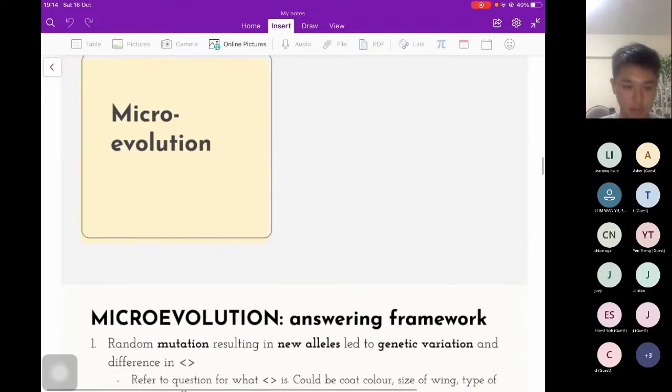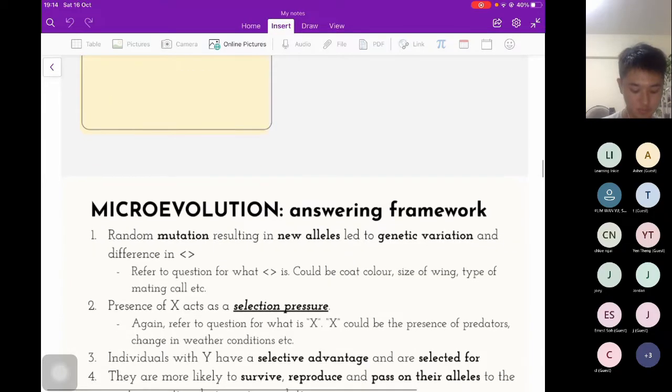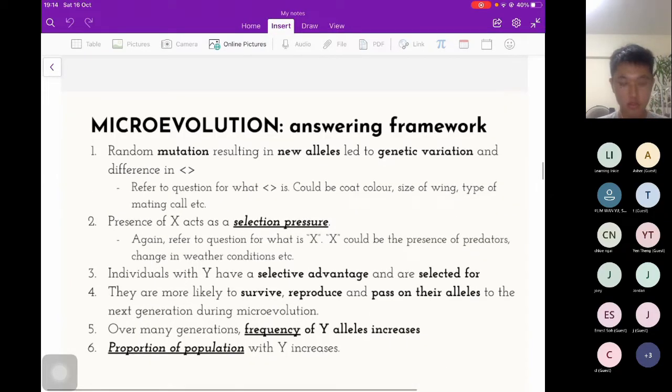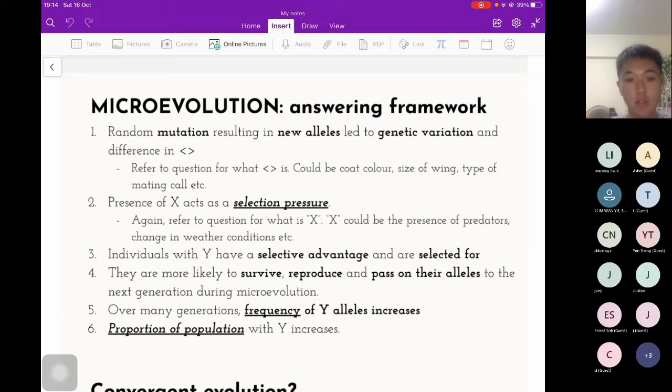Okay, now we talk about microevolution. So microevolution, again, is just the changes in allele frequency. So let's say a random mutation results in new alleles that, because of genetic variation, right? That led to genetic variation and difference in, for example, the size of wing, right? The one that is in arrows. Let's say it leads to a difference in size of wings.